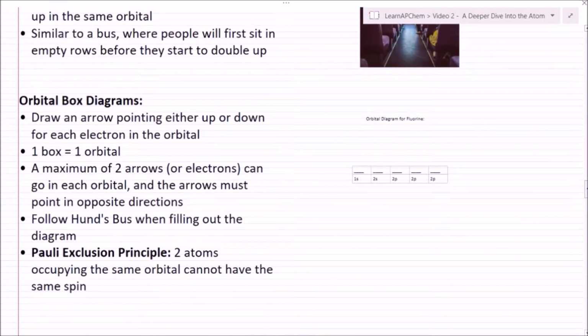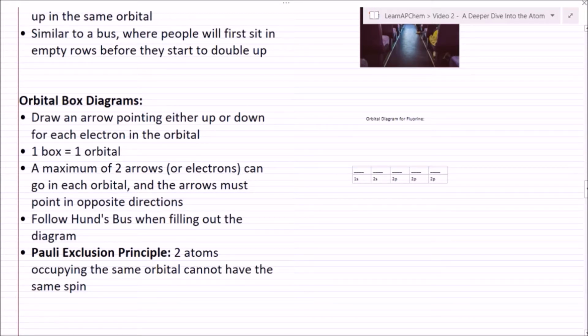So let's talk about orbital box diagrams now. For an orbital box diagram, we're going to draw an arrow pointing either up or down for each electron in the orbital. So one box equals one orbital. A maximum of 2 arrows or electrons can go in each orbital, and the arrows must point in opposite directions. Follow Hund's bus when filling out the diagram.